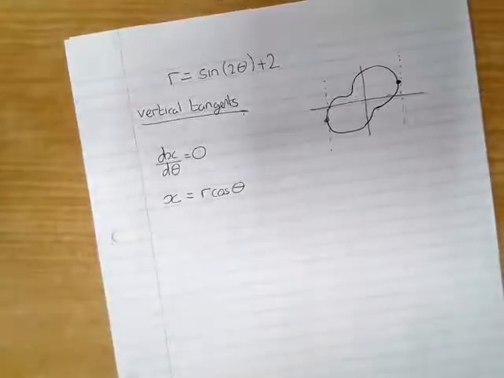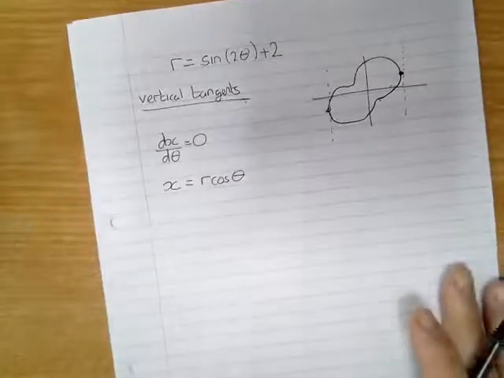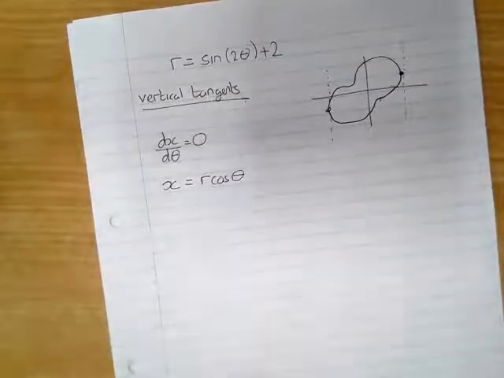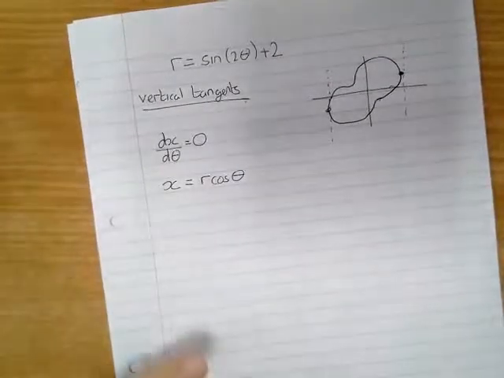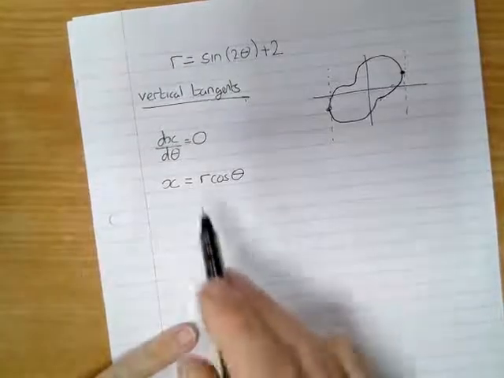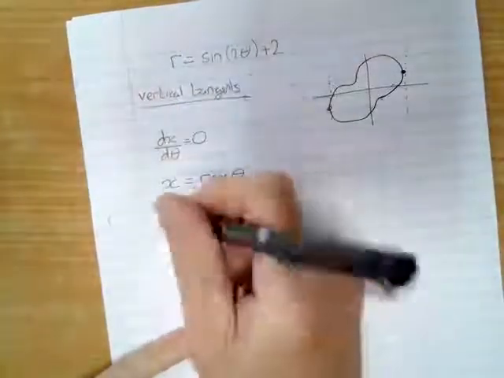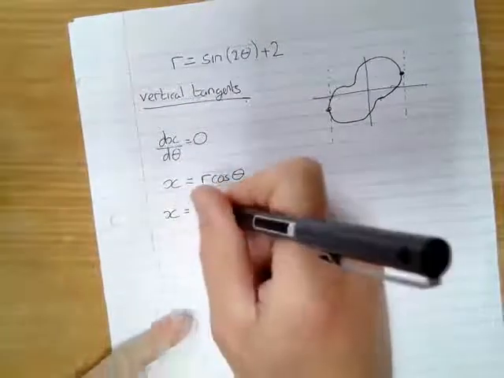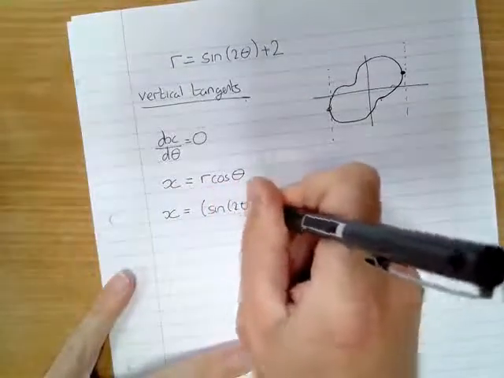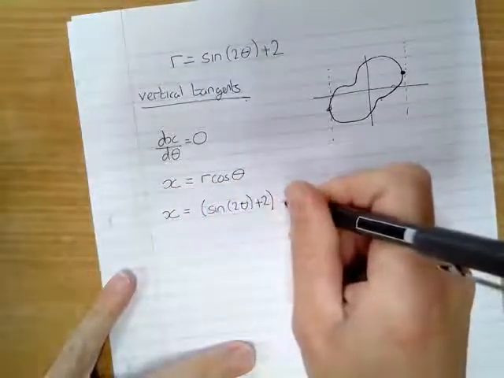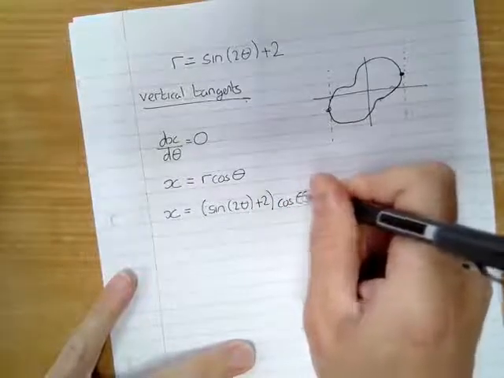If you remember, when we started doing polar coordinates, we had 4 equations that link the polar and the Cartesians together, and one of those 4 equations was that x is equal to r cos theta. And so all we do now is we sub that in there. So we get x equals, in brackets, sine 2 theta plus 2, cos theta, like that.